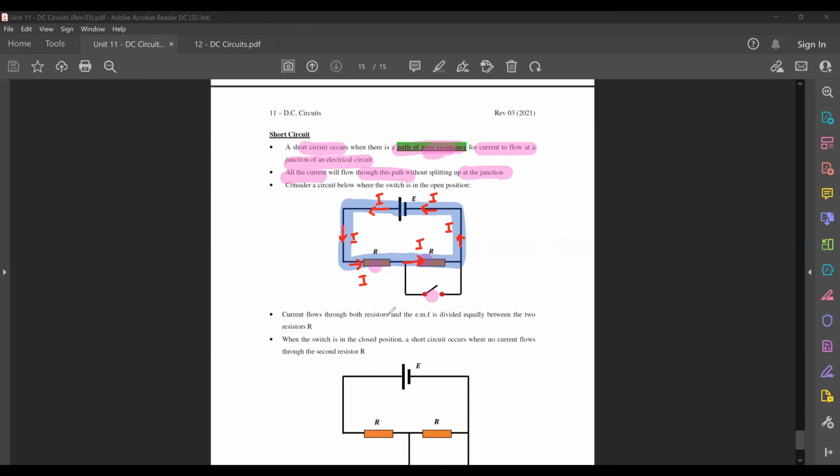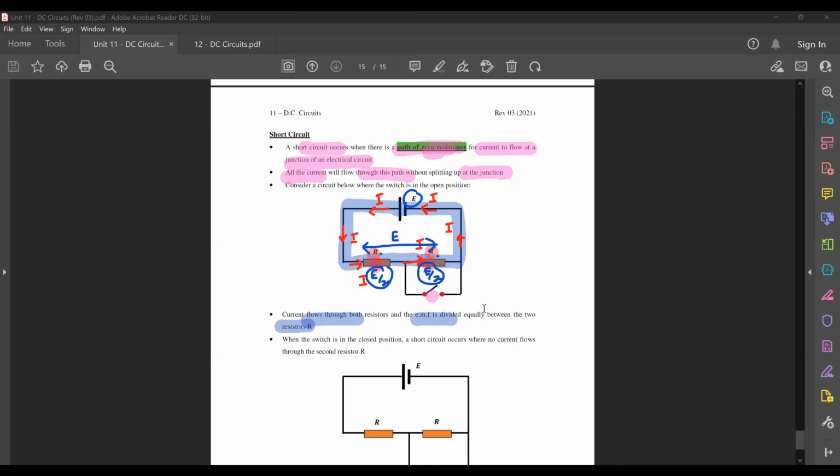Before I go any further, when your current flows like this, because these two resistors have equal resistance, if this one is E, by right these two will be equal to E also, according to Kirchhoff's second law. Because they're of equal resistance, this one will take E over 2 and this one will take E over 2. This is the PD across them. That's why I mentioned here that the current flows through the resistors and the EMF is divided equally between the two resistors R because they have the same resistance.